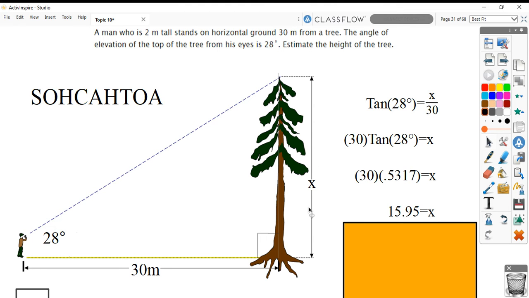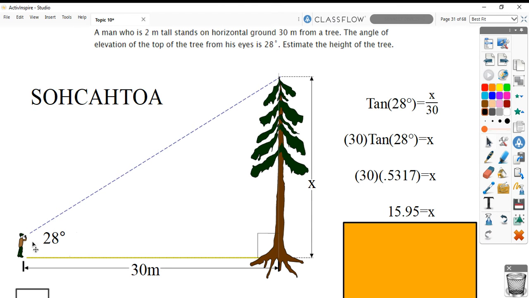However, there is one piece of information that we have not used. The piece of information it gave us is that the man is 2 meters tall. His eyes are much closer to the top of him than the bottom of him, right? This 28-degree angle is from right here up.